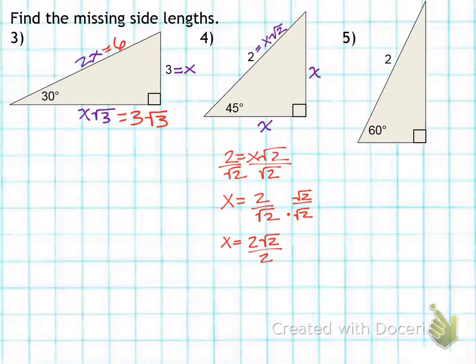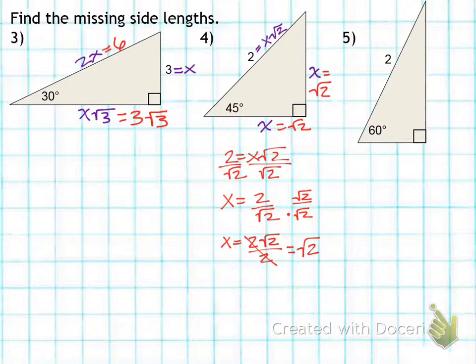Since I have a 2 in the numerator and in the denominator, I can reduce. Okay, now this root 2, I can't reduce with this, but I can reduce these. Okay, so I simplify and I just get x equals root 2. That means that each side here, because it's a 45, 45, 90, each side must equal root 2.